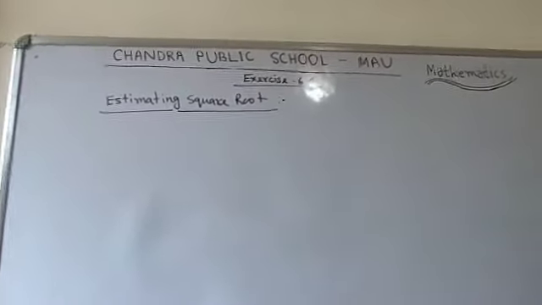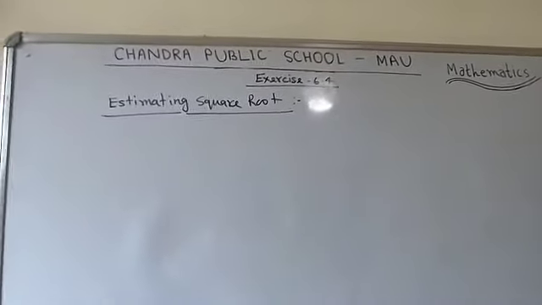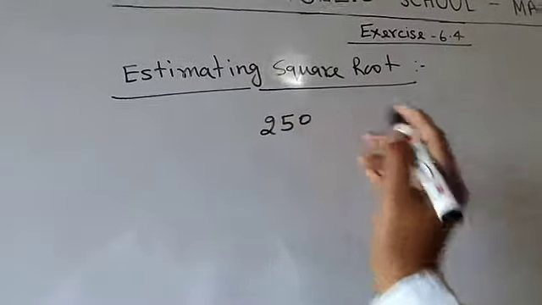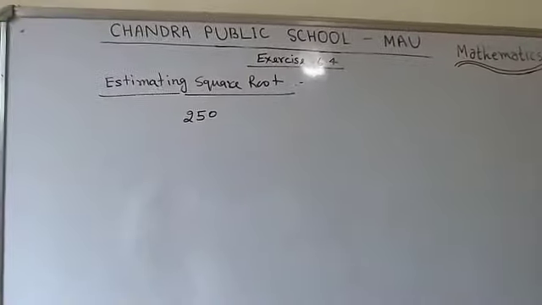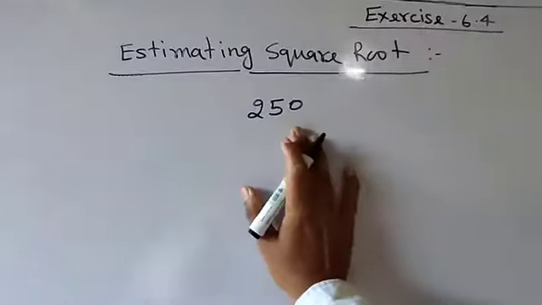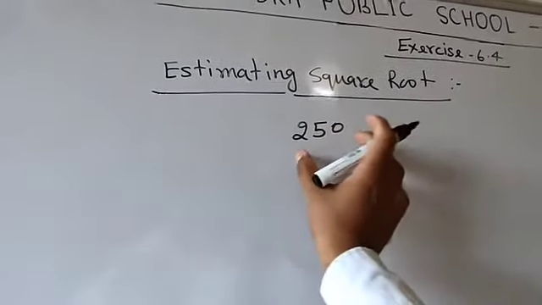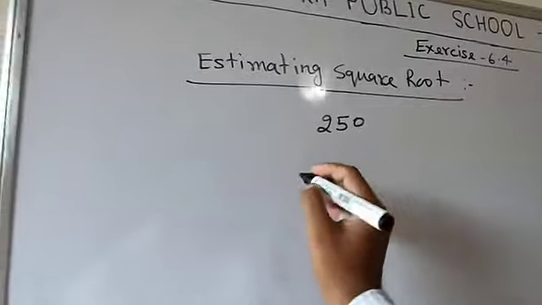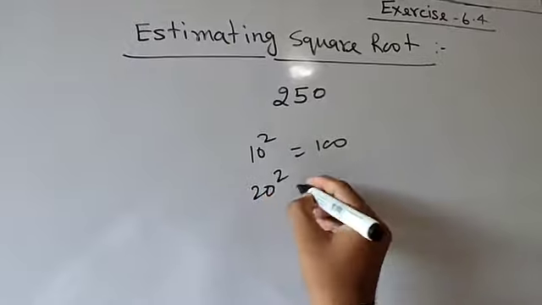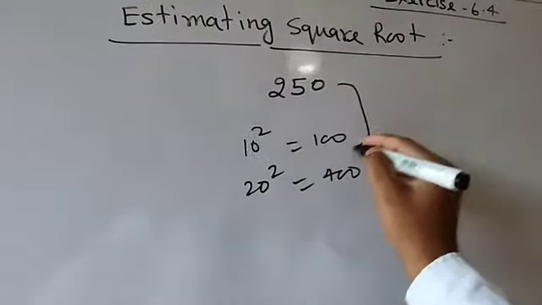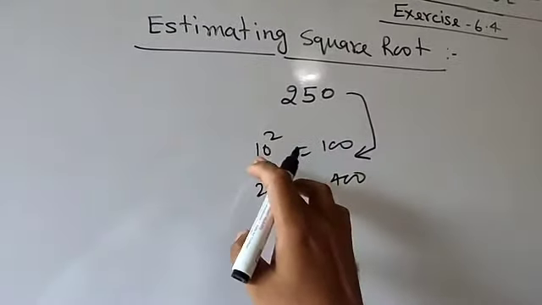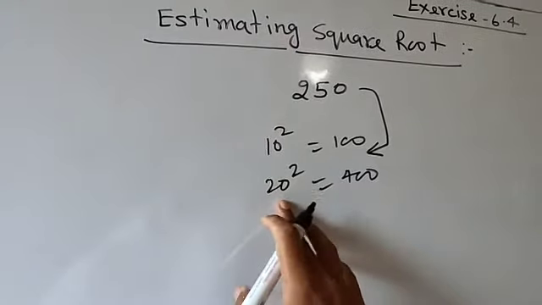Now students, the next topic given in your book is estimating square root. So here I am going to explain how you will estimate the square root. Suppose a number is given, 250, and it is asked to find the approximate square root of 250. So 250 is not a perfect square number. So how will you give the approximate value of the square root of 250? Suppose 10 square, that will be 100. 20 square is equal to 400. So 250 just exists between 100 and 400. It means the square root of 250 will be greater than 10 and less than 20.